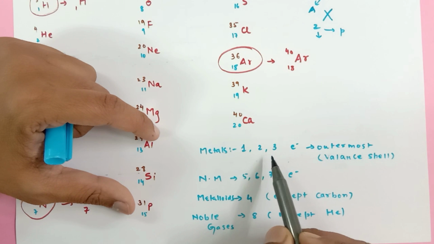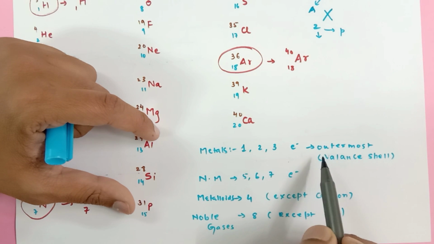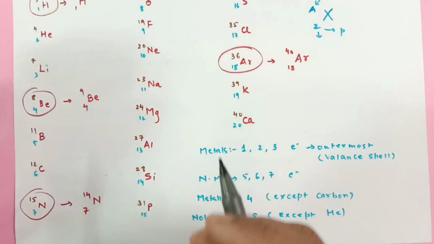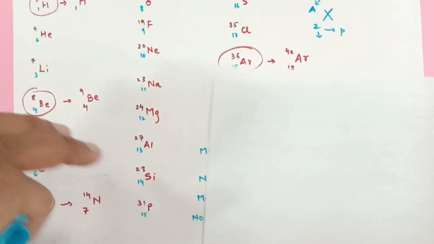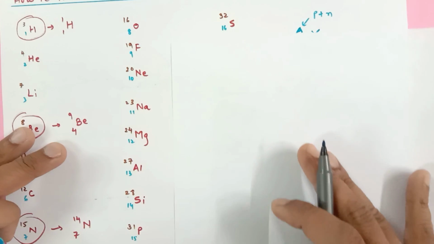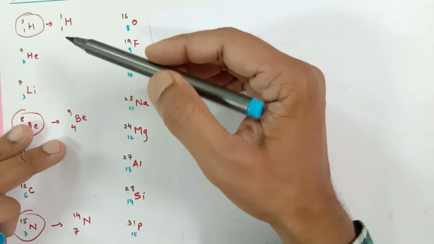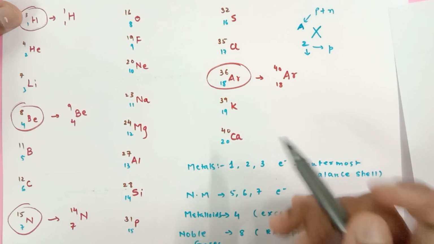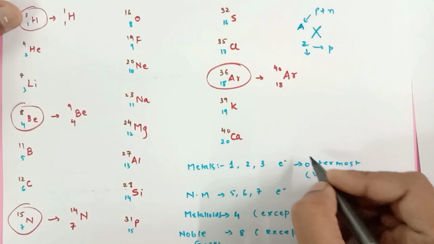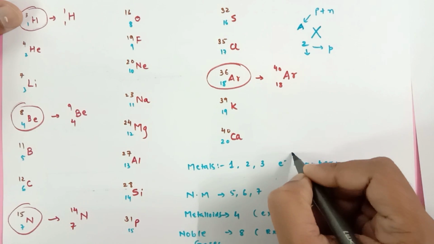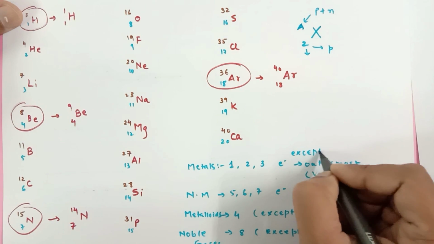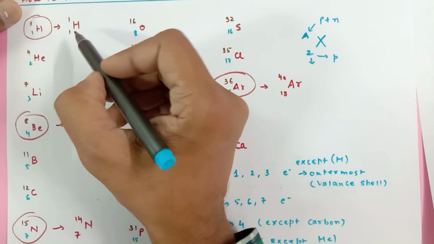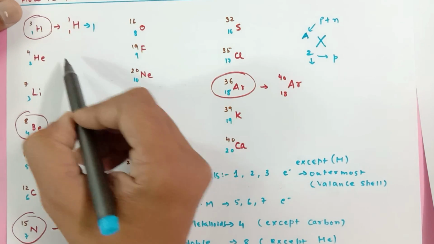So in the outermost shell, if there are 1, 2, 3 electrons, they are metals; 5, 6, 7, non-metals; 4, metalloids; 8, noble gases. Now let's try to identify them from this part. Even though, I should mention again, there is an exception over here, except hydrogen. Hydrogen's electronic configuration is 1.